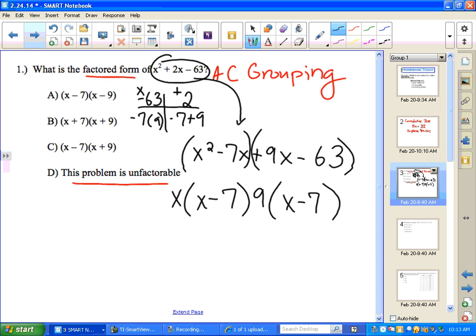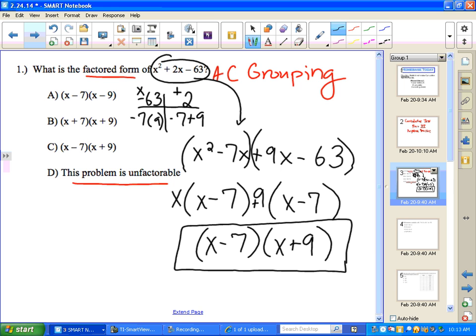You then have 2 binomials that are the same. We're going to take the x minus 7, write that once. Take what you're left with in front, which is x plus 9. Write that again. The order that you have these doesn't matter. That is your completely factored answer. You will not solve because it is not set equal to 0. So the x minus 7, x plus 9, which is letter C, that is your answer. It is completely factored. So that should have been a pretty straightforward problem.